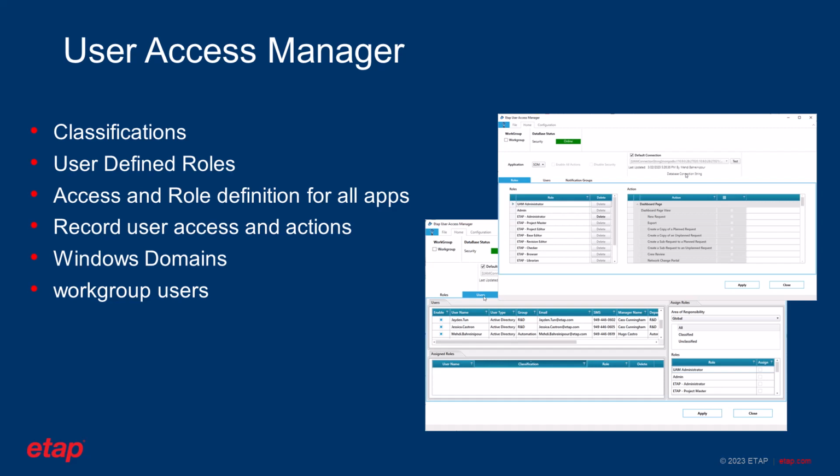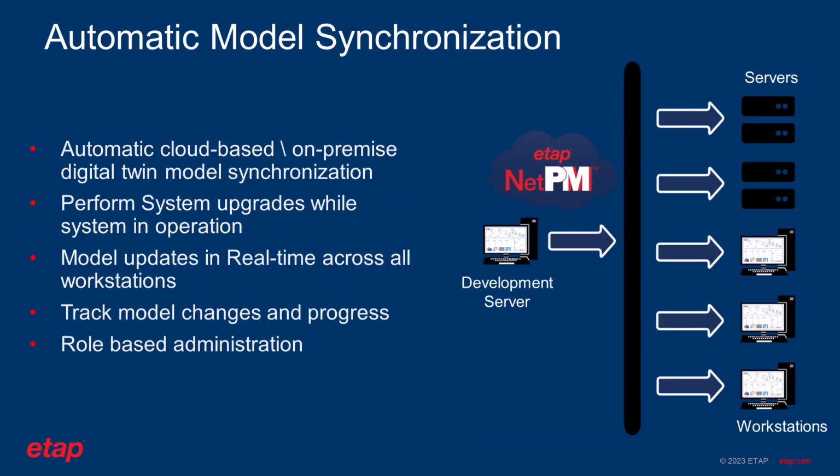The User Access Manager works with your domain controllers or independently in applications and workgroups, defined by the preferences of the system administrator. One of the great features of the system is the cloud-based synchronization of the clients. As the electrical network keeps evolving and enhancements keep coming into the model and interfaces, the NetPM application interconnects all clients to share information. The typical configuration is to configure a development server where all the updates are performed and tested.